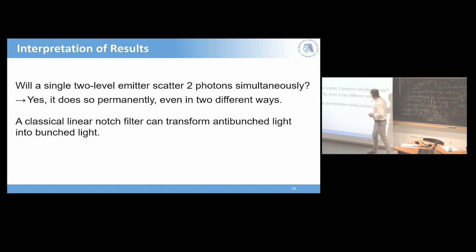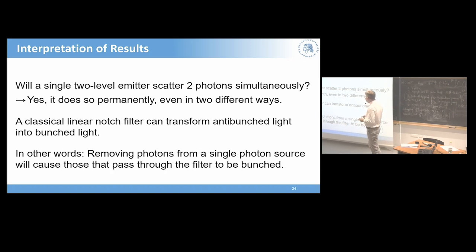What we see is that if we deal with anti-bunched light, because the atom emits anti-bunched light, then we can transform this anti-bunched light into bunched light using a classical linear notch filter. So there's nothing quantum at first sight about this filter. It's just a notch filter made from a linear resonator. Okay, and so in other words, if we remove photons from a single photon source, then this causes the remaining ones to coalesce. Okay, and this is a fun result.